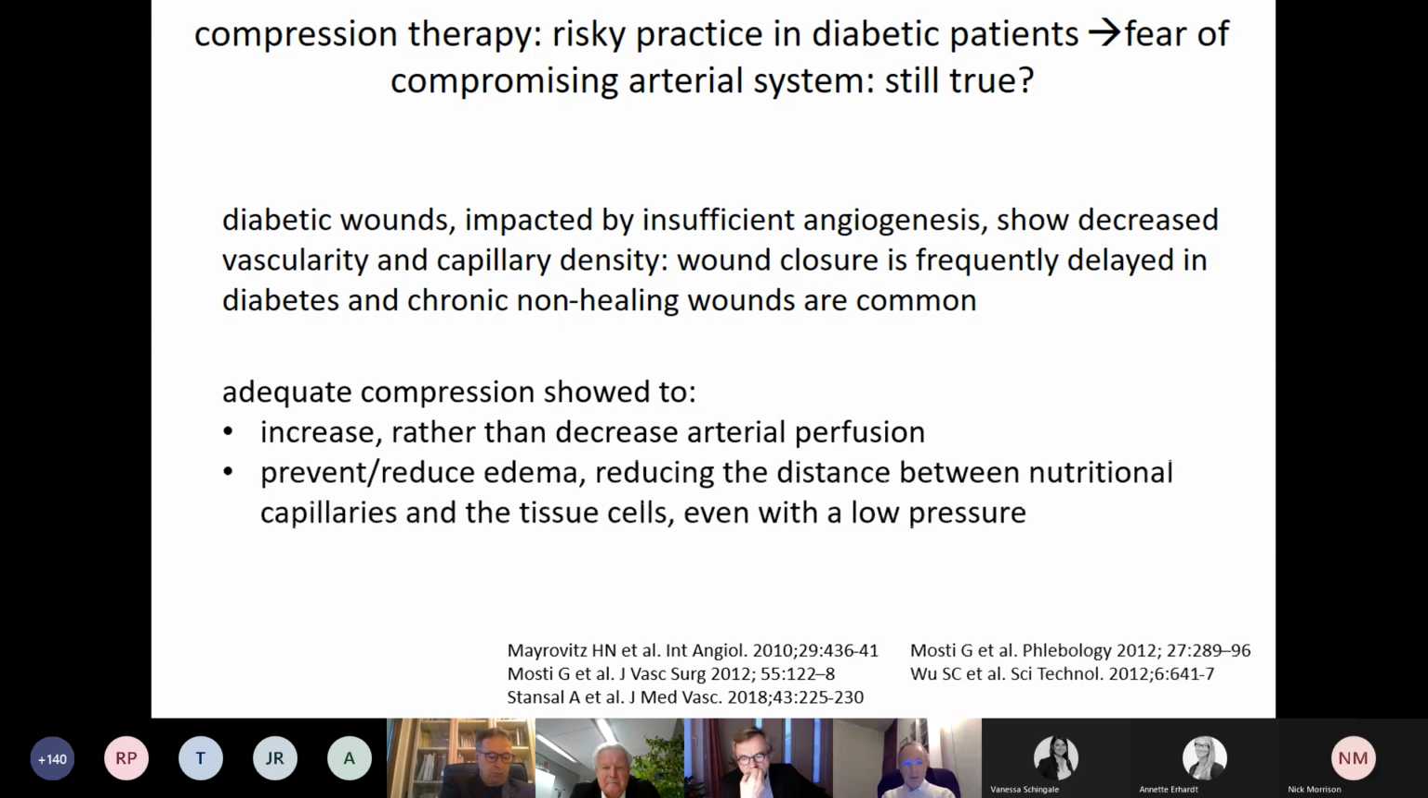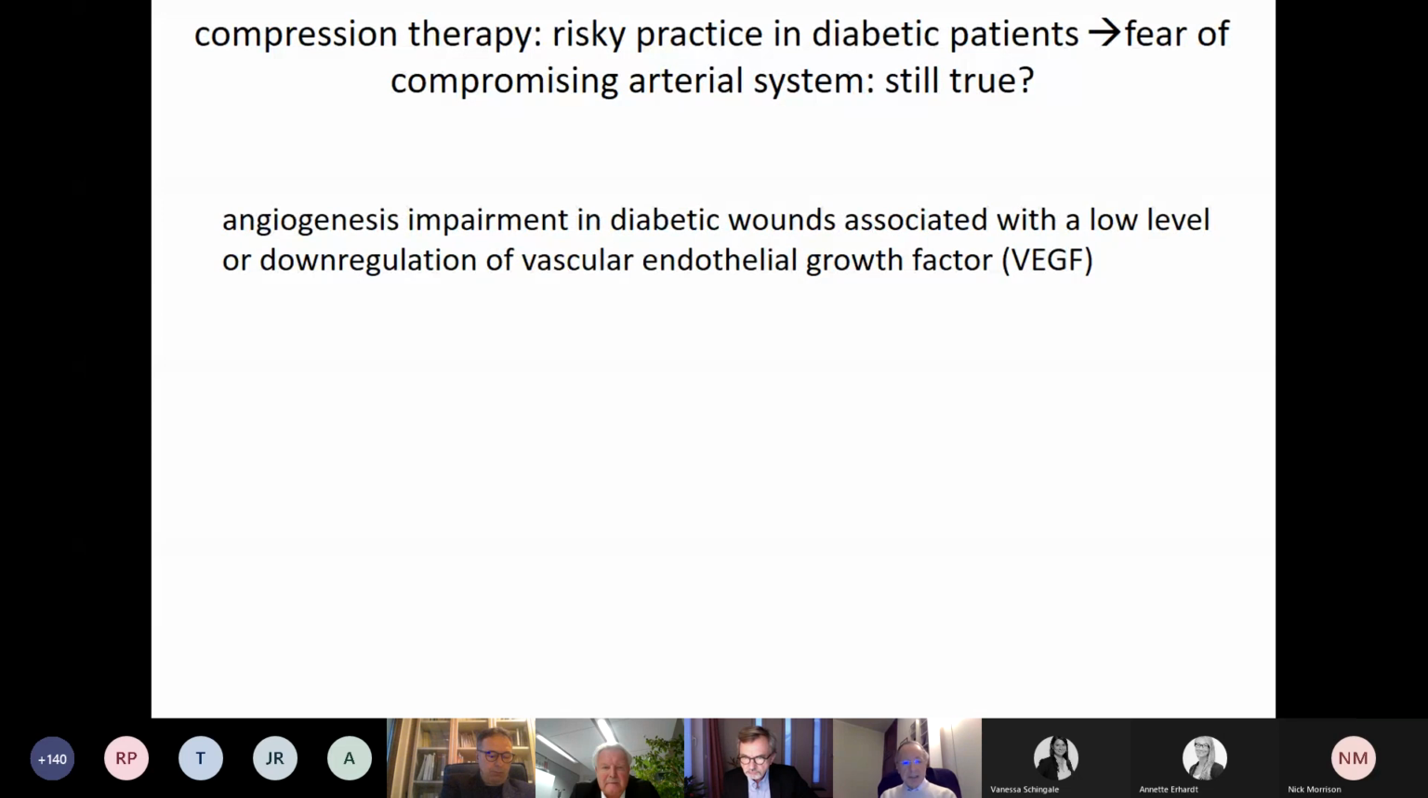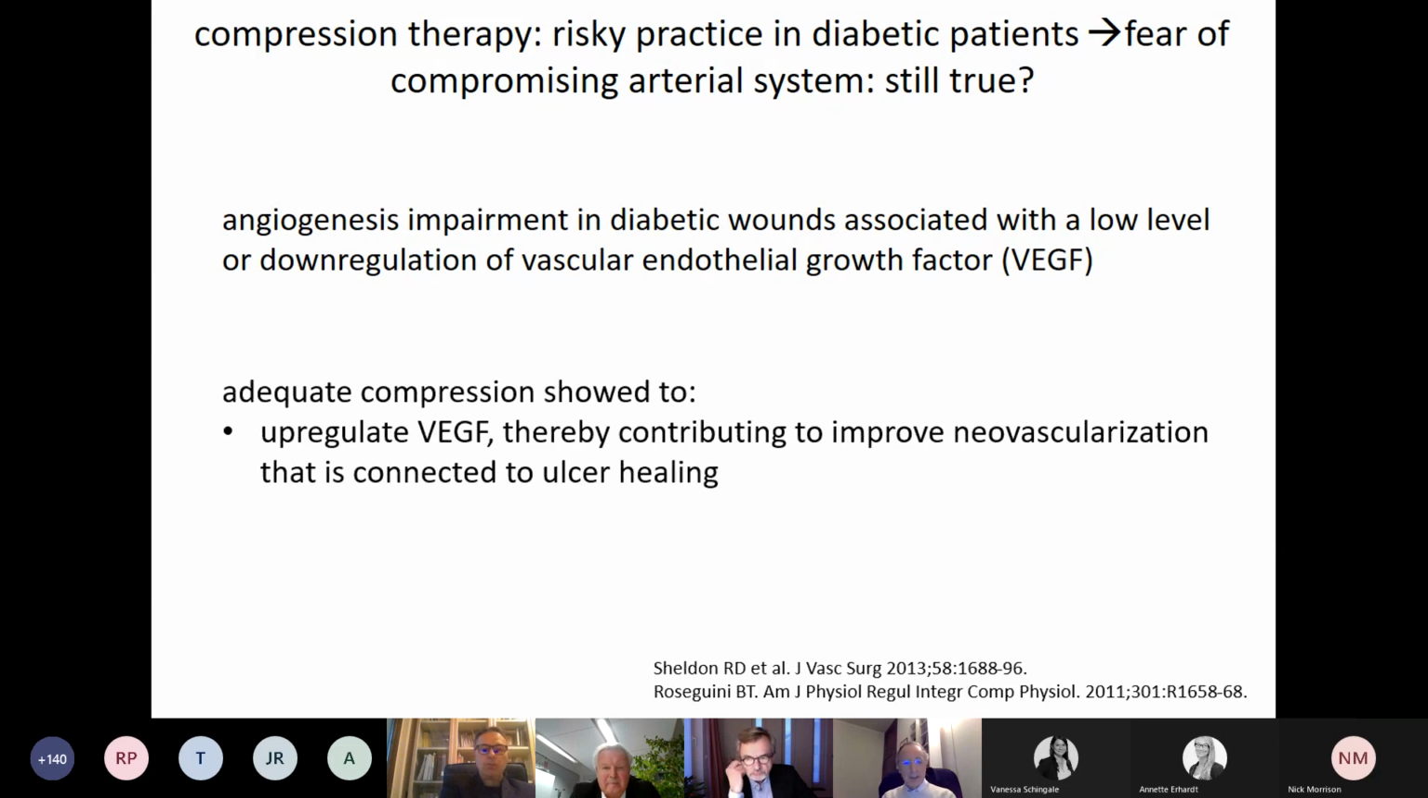This is a very important point, and compression is certainly very effective in preventing or reducing edema. If you prevent or reduce edema, you also reduce the distance between nutritional capillaries and tissue cells, even with a low pressure. I'm very happy that Erhardt reminded everybody that a low pressure is enough to reduce edema. And angiogenesis impairment in diabetic wounds was associated with a low level or downregulation of VEGF, but you know that adequate compression has been shown to upregulate VEGF, thereby contributing to improved neovascularization, which is connected with ulcer healing.